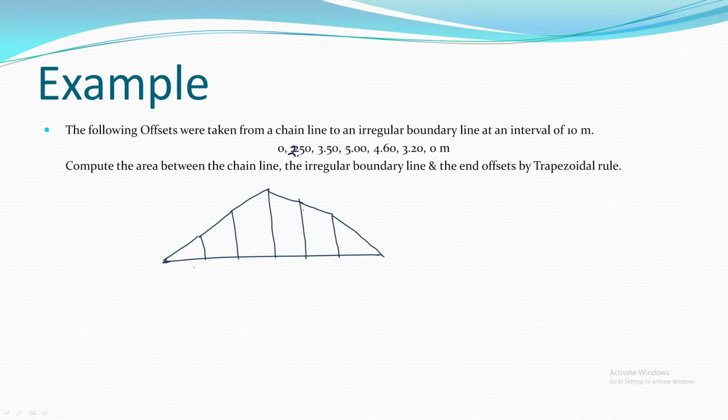So now we need to apply the trapezoidal rule. Before applying that, let's write the ordinates. This is O1, O2, O3, O4, O5, O6 and O7, and the common distance is D, that is equal to 10 meter over here, right? So the total distance is 60 meter, because we have 6 divisions. So 6 into 10, that is 60 meter.